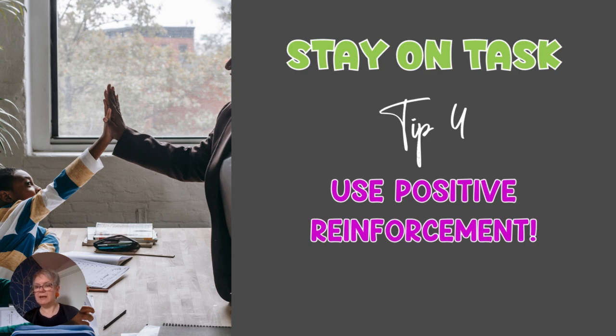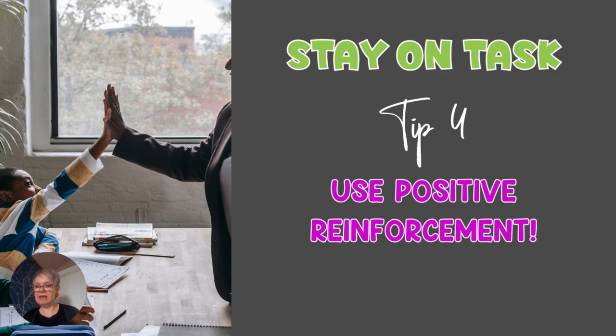Reward focused behaviour. Use stickers, points, or verbal praise to acknowledge students who are concentrating and working hard. Always stick to your school's policy on this though. Create a class incentive. Set up a reward system where the class earns points or privileges when they work well together and stay focused. So you can liaise with your teacher on that one.